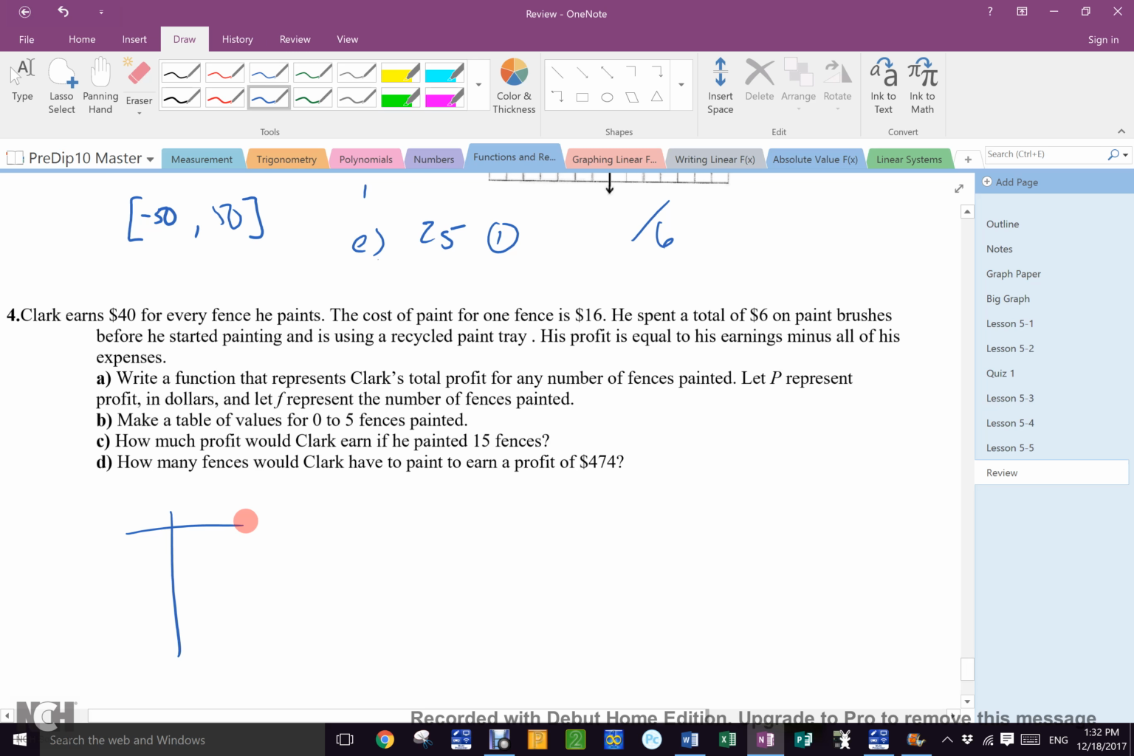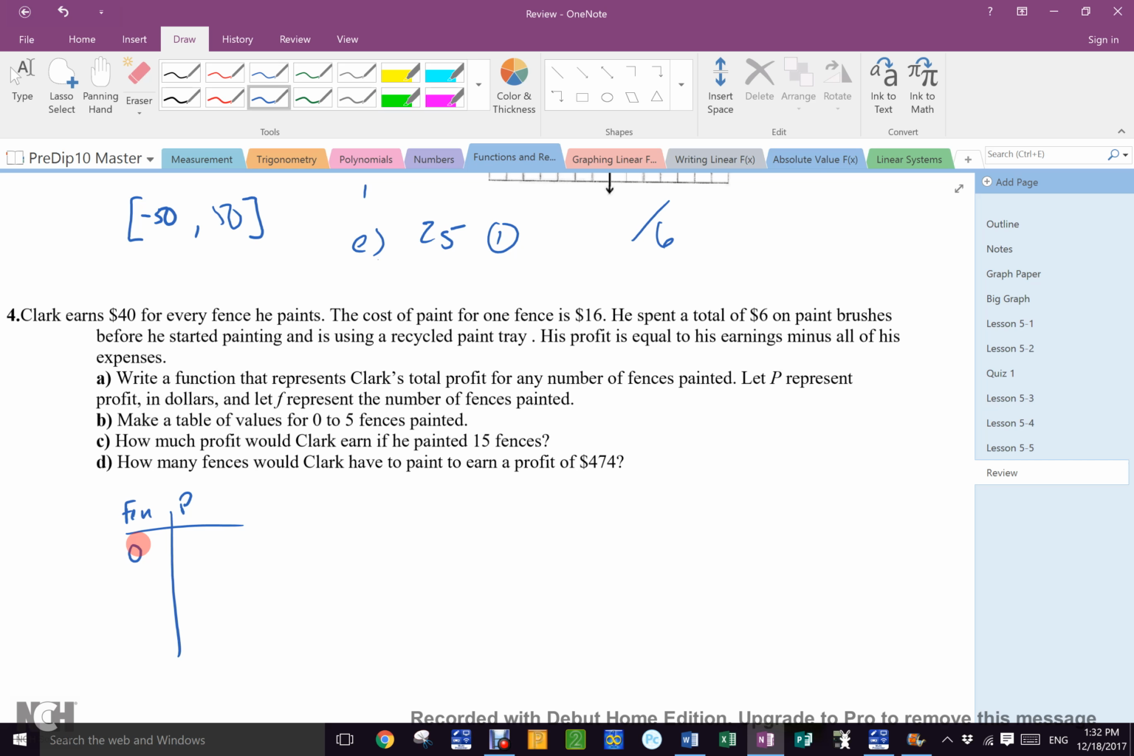What's X? What's Y? Lauren, what's X, what's Y? X is fences painted, and P is profit. Great. If I paint zero fences, how much profit do I make? Negative six. No, look again. Negative 16 and 6. No. Isn't it negative 6? I paint zero fences. Did I buy any paint? So how much do I lose? You bought 16 brushes. Yes. But she said negative 16 and negative 6.